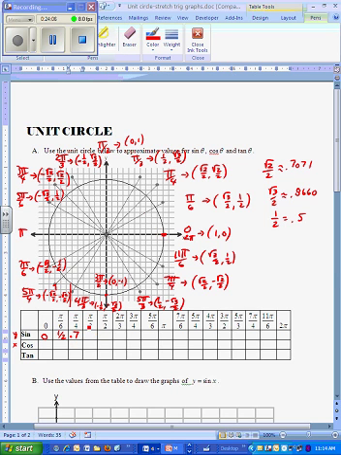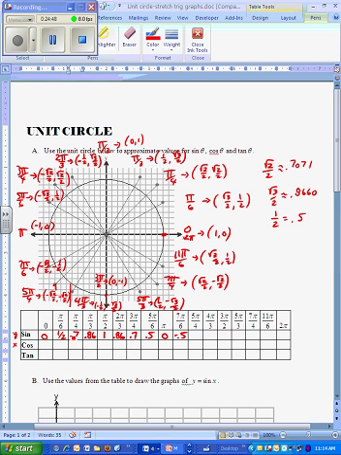Pi over 3, and I'm really approximating there, but at pi over 3, the y-coordinate would be square root of 3 over 2, so 0.86 or 0.87, however you want to look at it. And then this one would be 1. 2 pi over 3 would be 0.86. 3 pi over 4 would be 0.7. 5 pi over 6 would be 0.5. Pi, I didn't write these coordinates in here, so this would be negative 1, 0. So I'm back at 0.